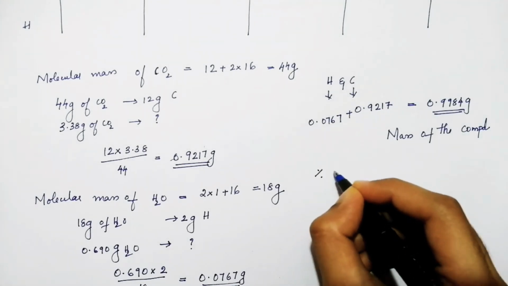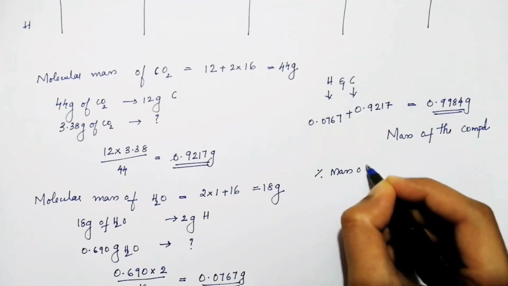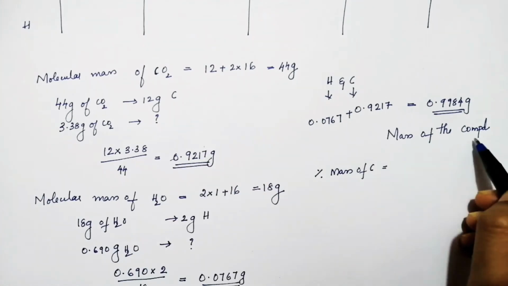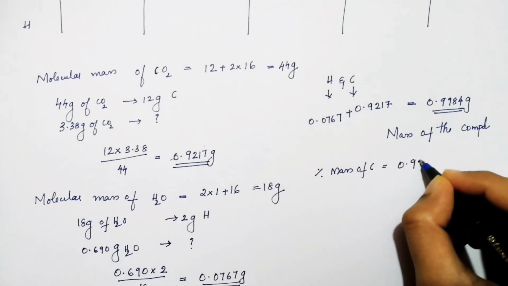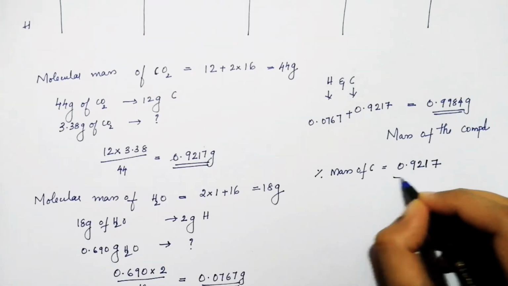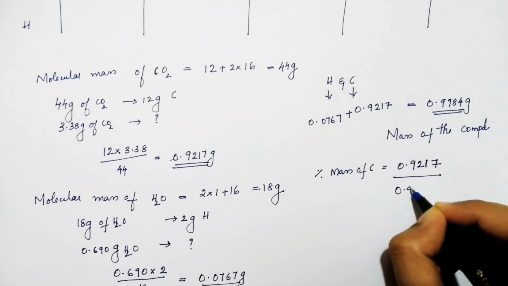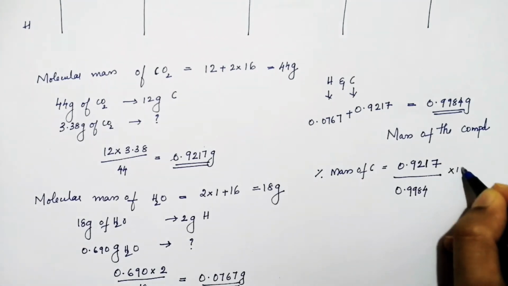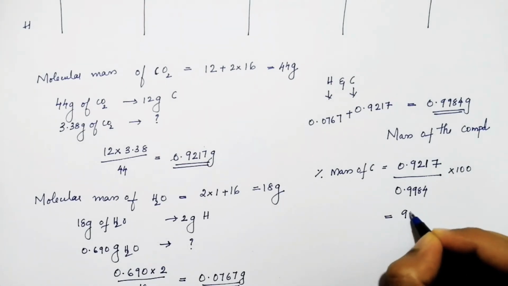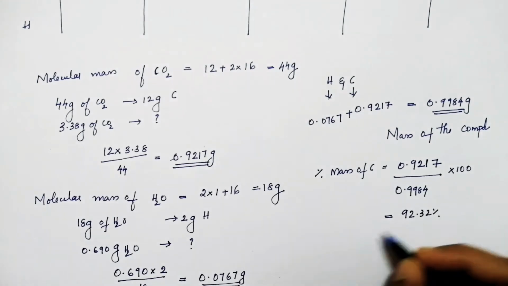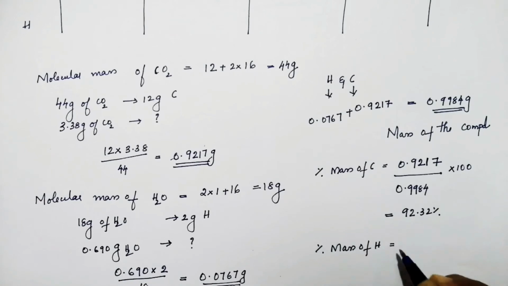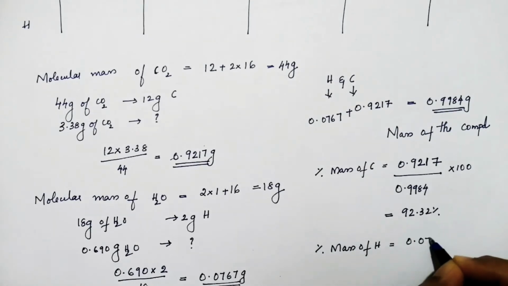Now to calculate the percentage mass of carbon, we know the mass of carbon, and we know the mass of the compound. So we do the division. Mass of carbon, that is 0.9217 divided by the mass of the compound, 0.9984, into 100. And this gives us 92.32 percentage.